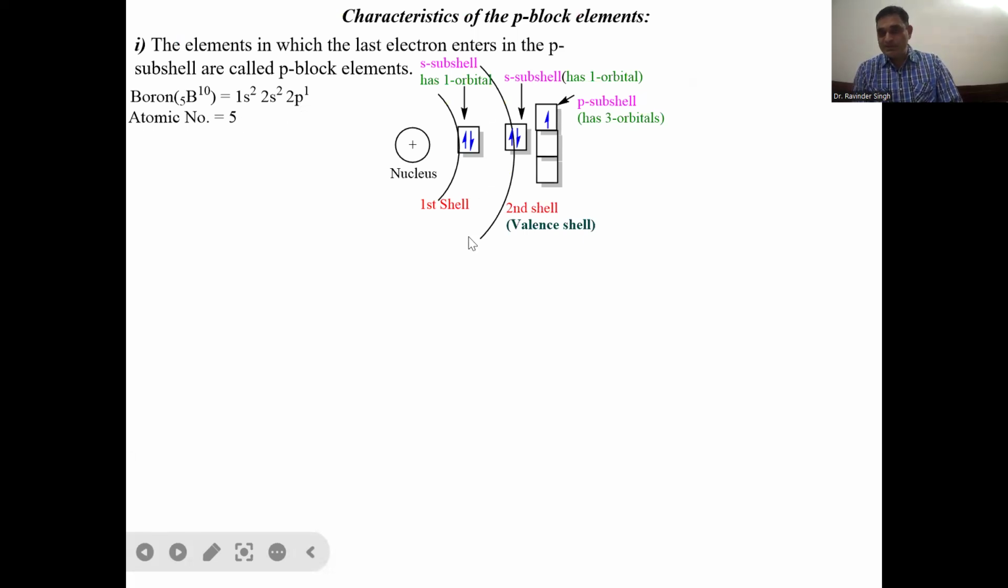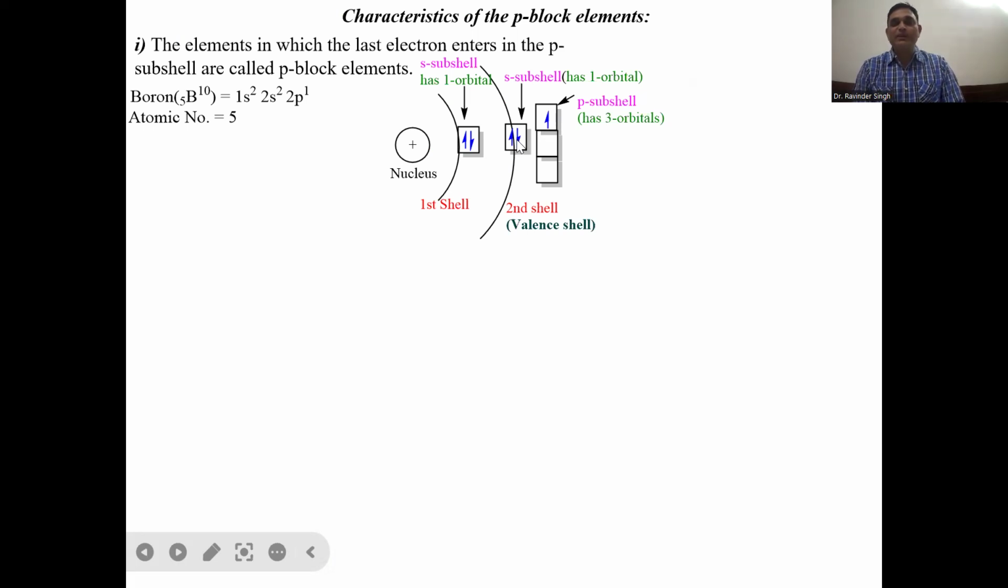You can see in that particular diagram here. In the center, there is a nucleus, then the first shell. In the first shell, there are 2 electrons, that is 1s2. In the second shell, there are 2 subshells, 2s and 2p. In the 2s, there are 2 electrons, 2s2. In the 2p, there are 3 orbitals in the p subshell. So there is 1 electron.